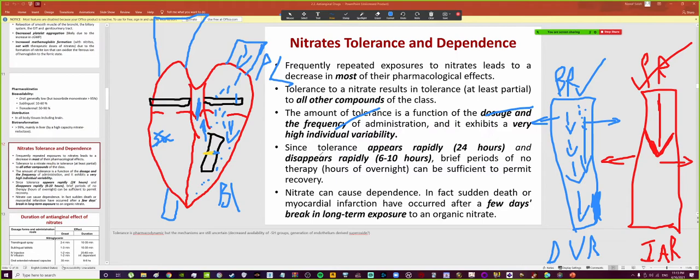Now, the way to fix it is by undoing or decreasing the thing that created this tolerance in the first place. You decrease your dosage and you decrease your frequency. And this is known as the nitrate-free interval. Basically, you will take drugs whose duration is long. You pretty much tell the person the next day, I want you to take this nitrate drug at like 7 a.m. and don't take this drug till 7 p.m., right? For the next 10 hours. And in between, you'll just take some other drug, okay?